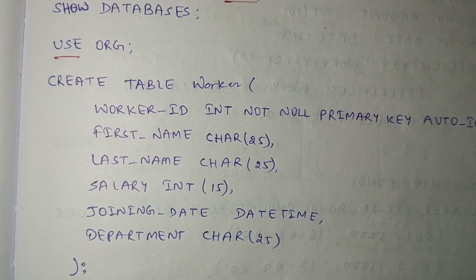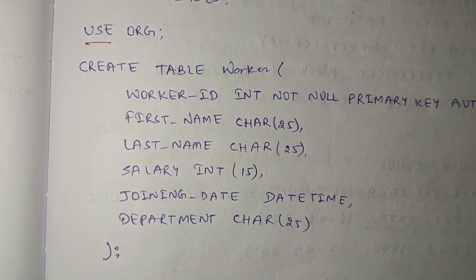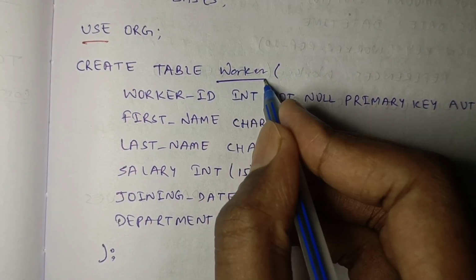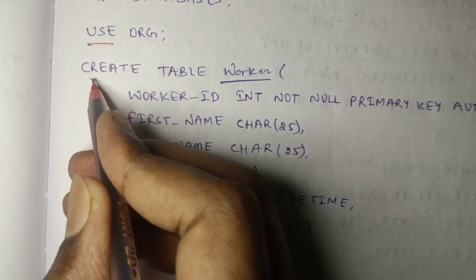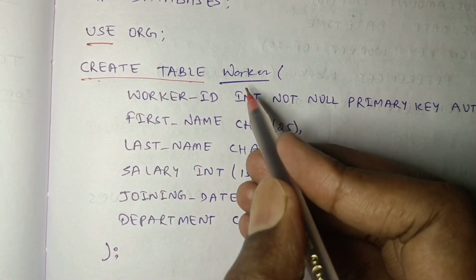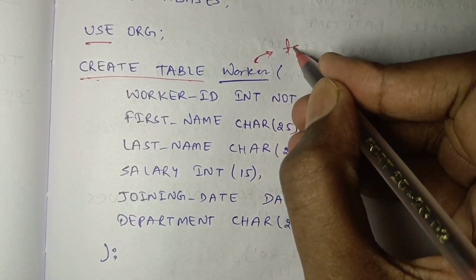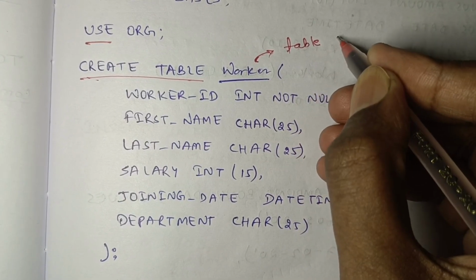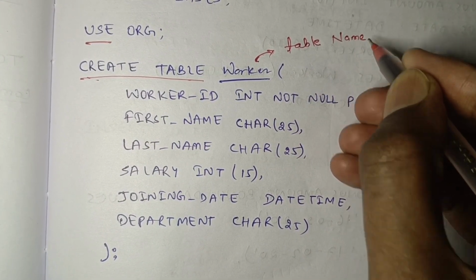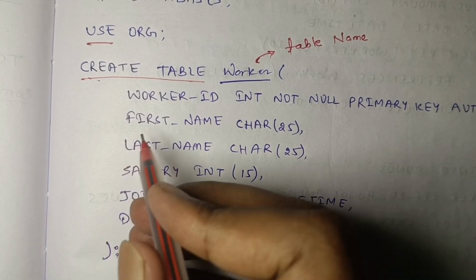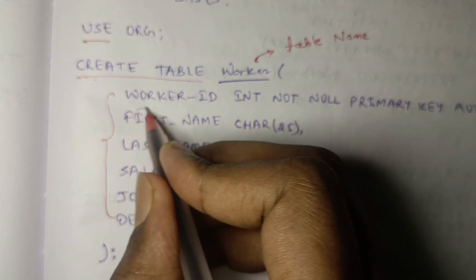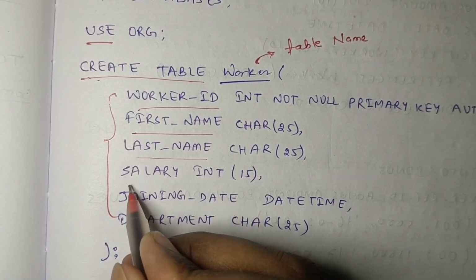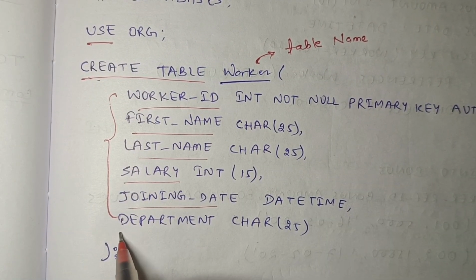In this example, you can see that we have created a table named worker. You can see here that our worker table is created. We are using the command create to create a table, and this is our table name. We specify some columns in our worker table, and our columns are worker ID, first name, last name, salary, joining date, and department.